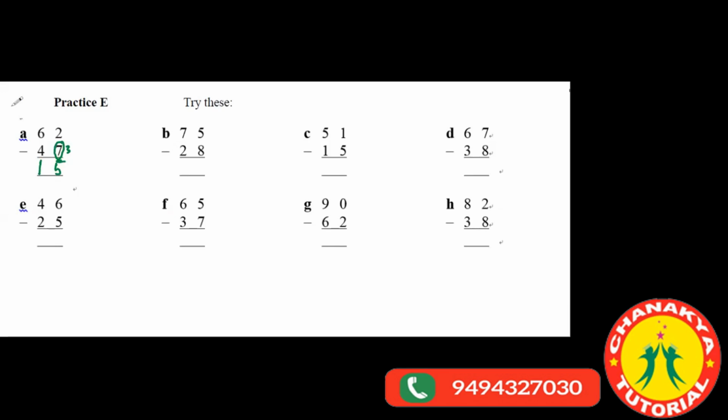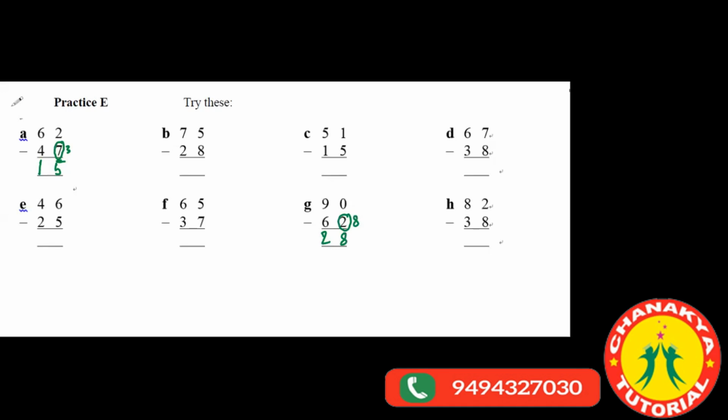Advik, G part. 9 minus 6 is actually 3, but we will write 2 because the next place is mismatch. Good. Then the complement of 2 is 8. 8 plus 0 is 8. Good.